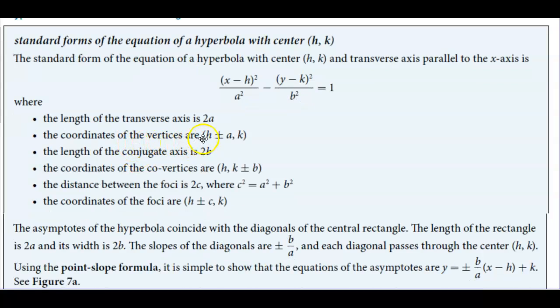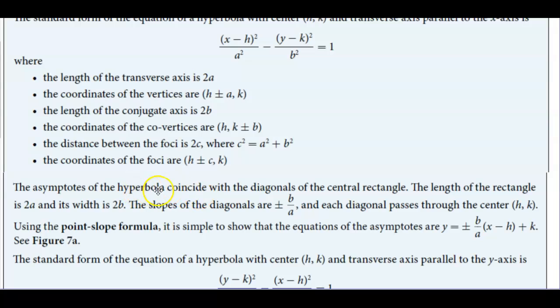The coordinates of the vertices are (h plus or minus a, k). The length of the conjugate axis is 2b. The coordinates of the co-vertices are (h, k plus or minus b). The distance between the foci is 2c, where c squared is equal to a squared plus b squared. And the coordinates of the foci are (h plus or minus c, k). So you can see some similarities with the ellipse.